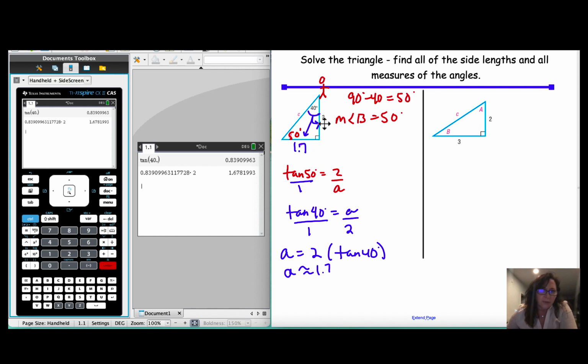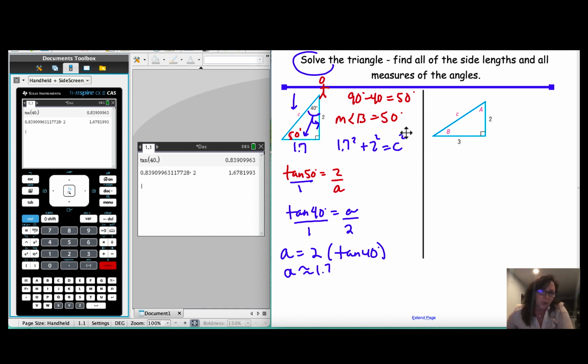Now, the rest is I do need to find side C, because it said solve the triangle. Again, that's finding all the sides and all the angles. So in order to find little side C, I could use Pythagorean theorem, or I could use sine or cosine. I'm just going to use Pythagorean theorem, and that says 1.7 squared plus 2 squared is equal to c squared.